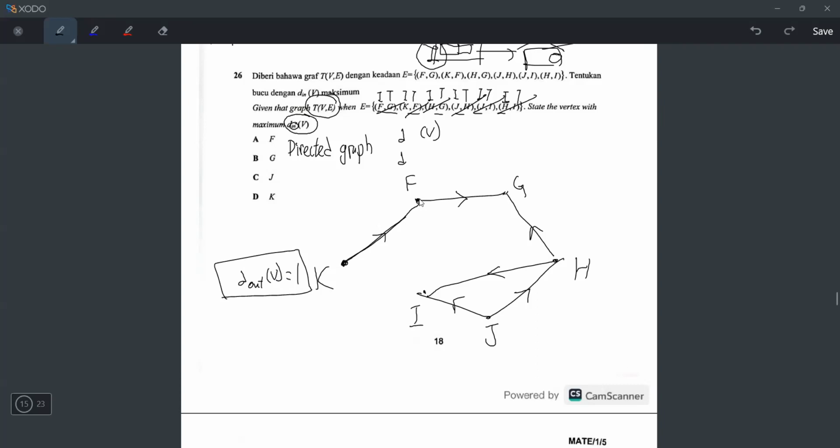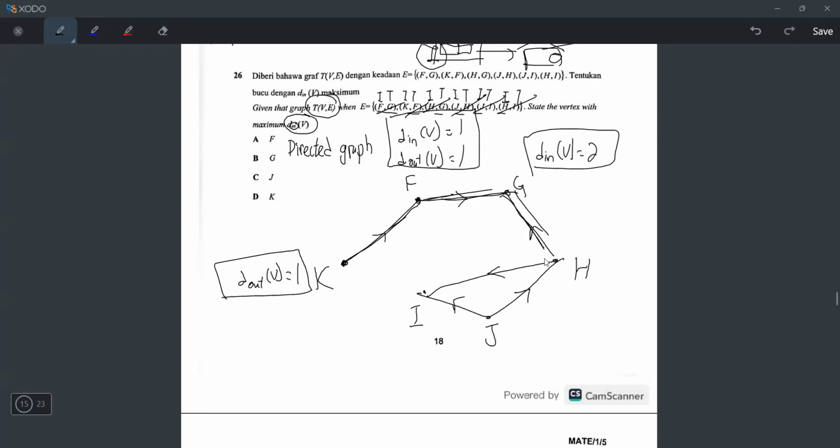Okay, we can see that F got one line going out and one line going in. So the degree in at vertex F is 1, and the degree out is also 1. And then for G, the degree in, I can see 1 going in, 2 also going in. So the degree is 2, meaning both are going in.